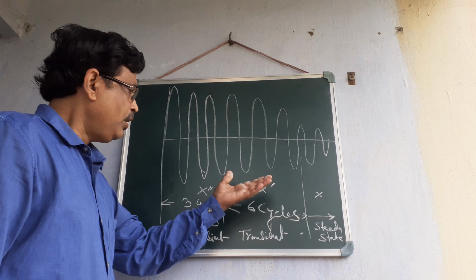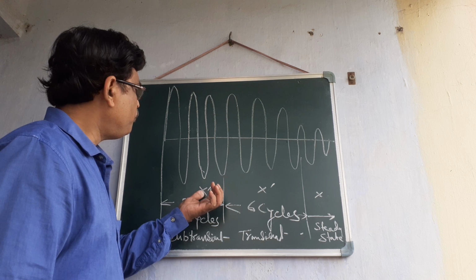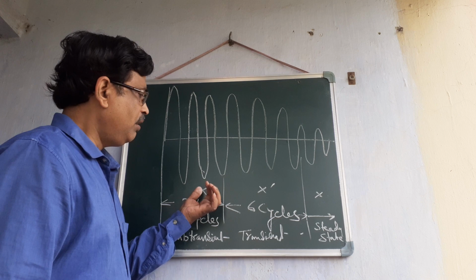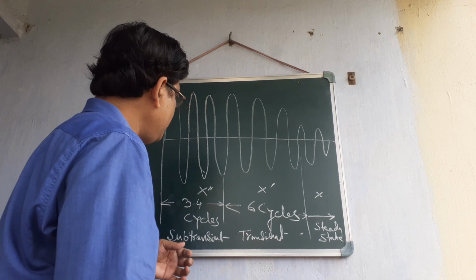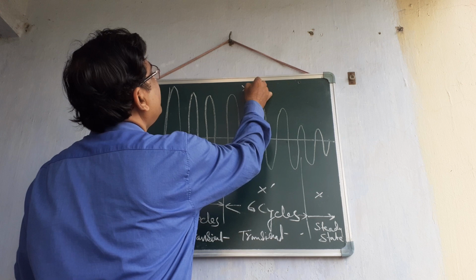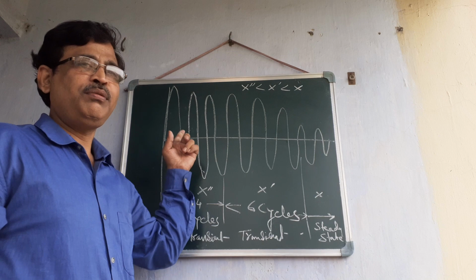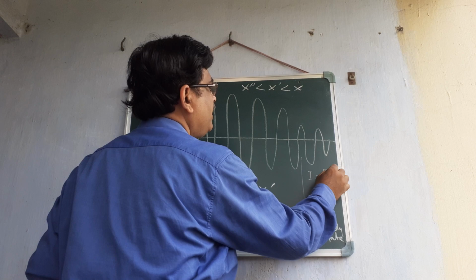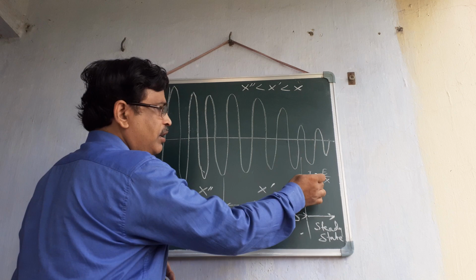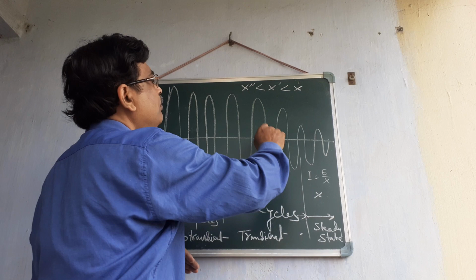Now here we will see this subtransient reactance is less than this, and this reactance is less than this. That means we can say X double dash is less than X dash and less than X. As X double dash is less, current will be high, because we know I is equal to E by X. If we omit the resistance, E by X, so if X is less, I will be more, then gradually X will be more, I will reduce, and that is the current profile.